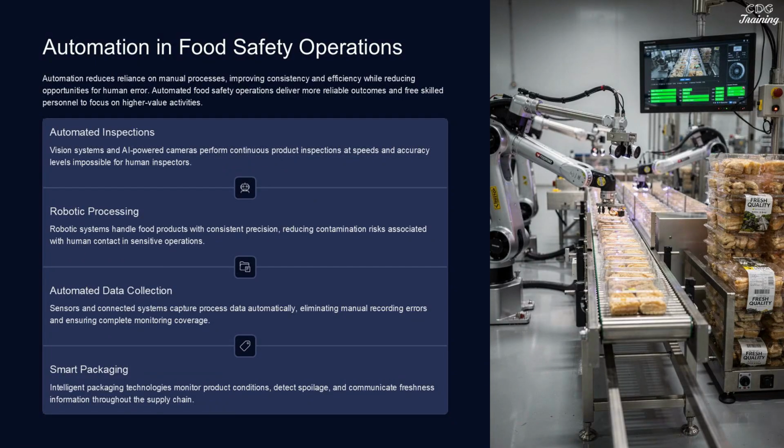Robotic processing: robotic systems that process foods with consistent precision, reducing contamination risks associated with human contact and sensitive operations. Automated data collection: sensors and connected systems capture process data automatically, eliminating manual recording errors and ensuring complete monitoring coverage. Smart packaging: intelligent packaging technologies monitor product conditions, detect spoilage, and communicate freshness information throughout distribution.